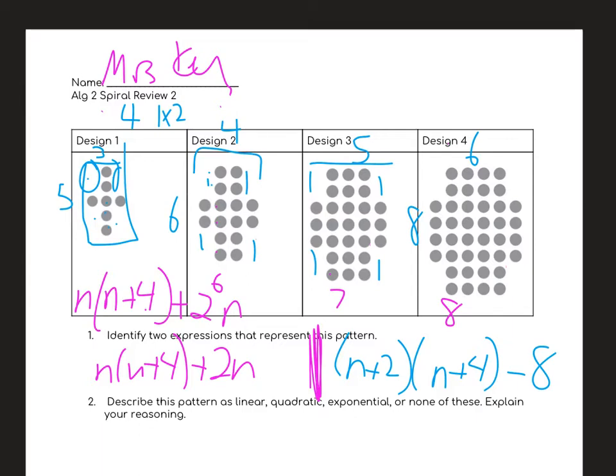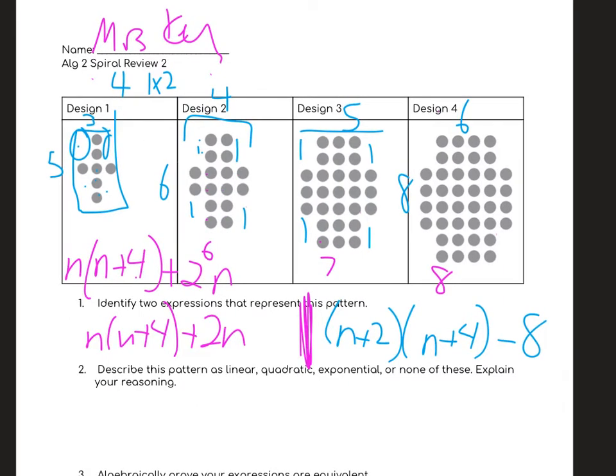All right, describe the pattern as linear, quadratic, or exponential, or neither of these. Well, let's see. I'm guessing they're talking about the total number of blocks. So the total number of blocks, 5, 12, 21, and 6 is 27. So that's up by 9. That's up by 9. Oh, so it's a linear kind of move there for the total number.